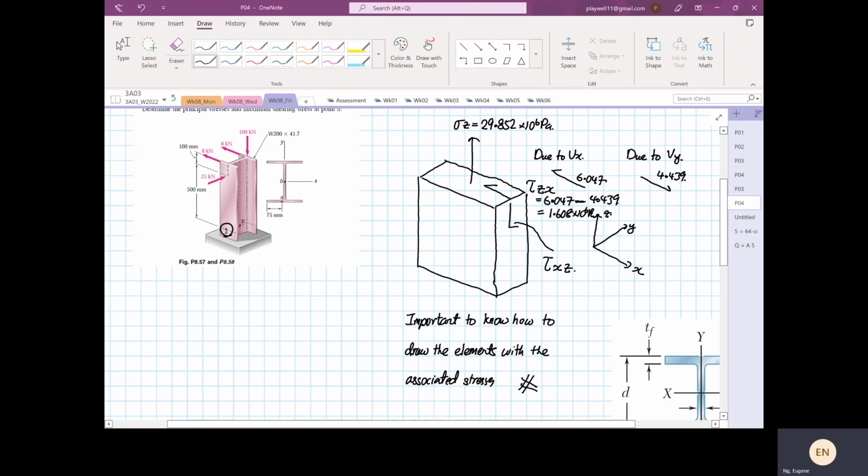Now, the question is why I pick this as positive and this as negative. Because by observing the value, I know that the shear stress is going in this direction. So I pick that as positive.